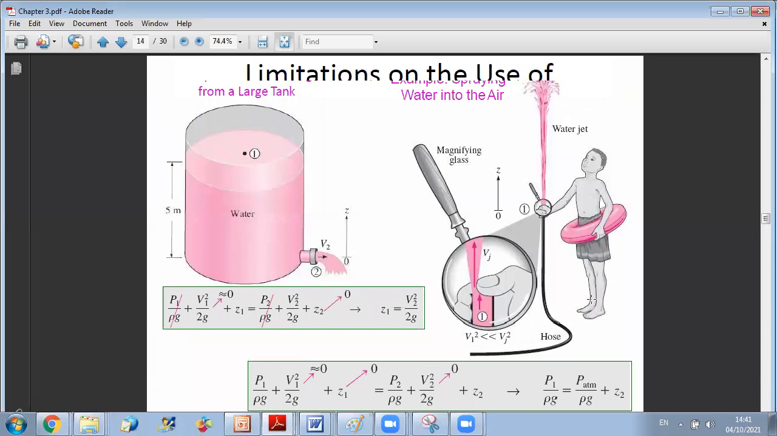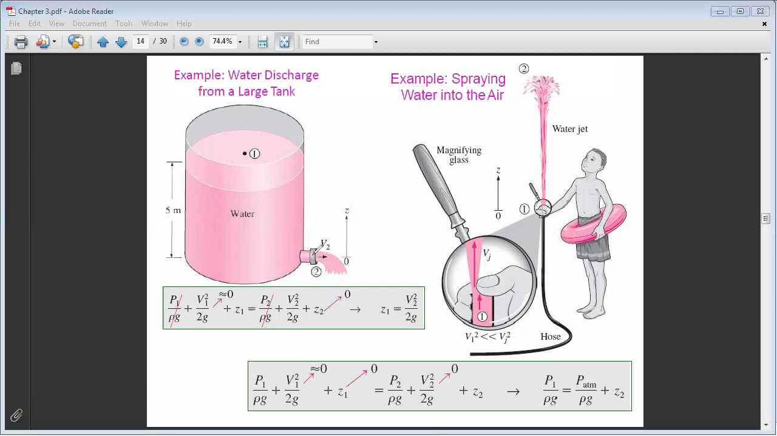Let us do some typical examples of Bernoulli equation. Let us consider the following tank. You opened your tank at level 2 and you want to calculate the discharge velocity at this level, V2. Then here, I can consider the following streamline, which is the path of water from point 1 to point 2.